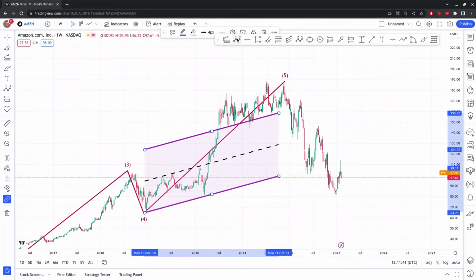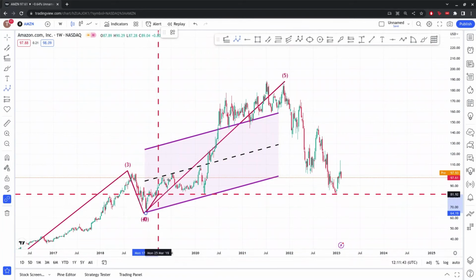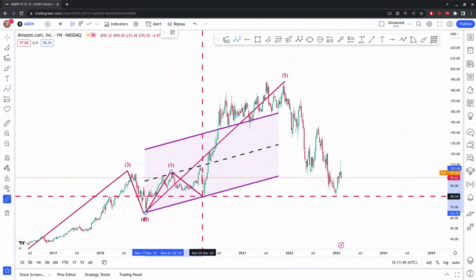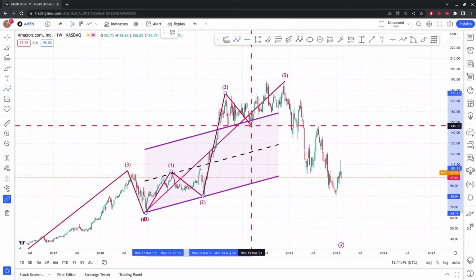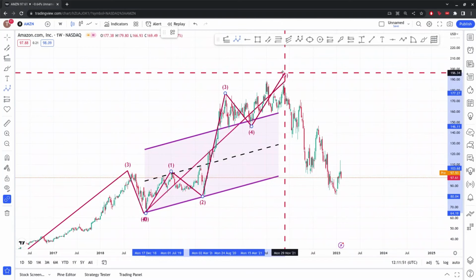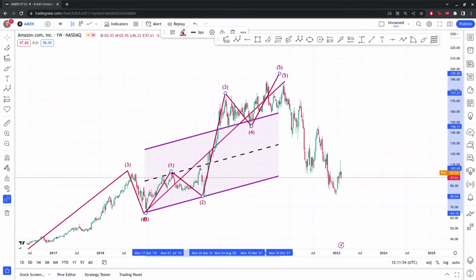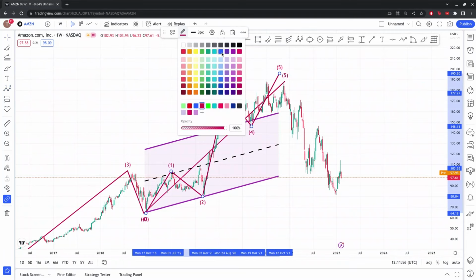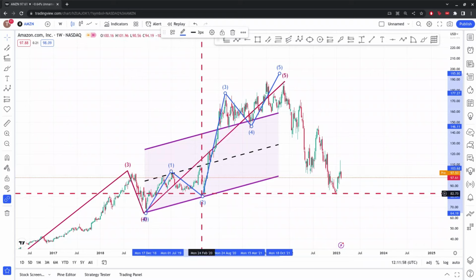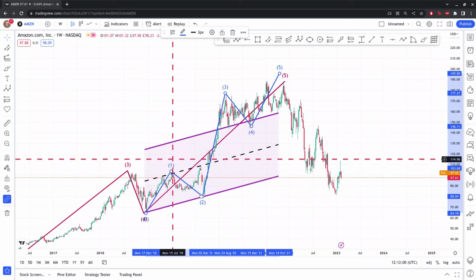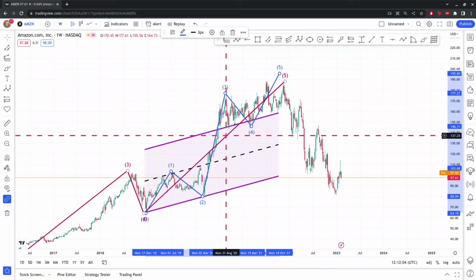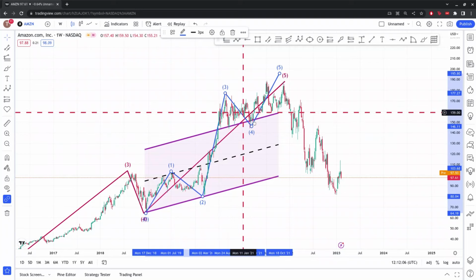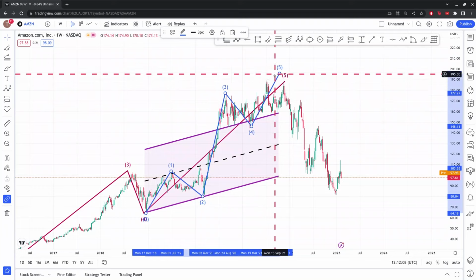So this is the first wave, the second wave, the third wave that broke the trend channel, and the retest of the trend channel, and that gives the 5th wave, the minor 5th wave of the market. This is the first, second, third, which broke the trend channel, and the retest of the trend channel, and that gives the 5th wave.